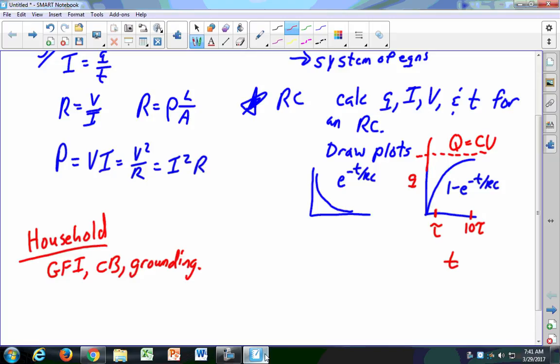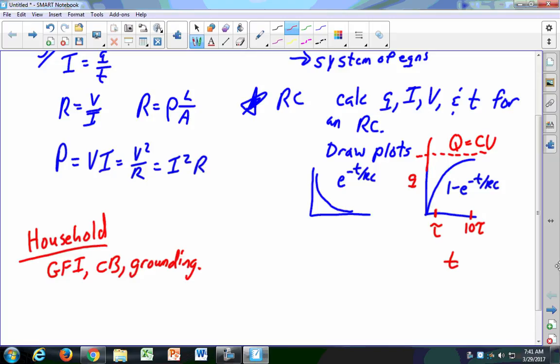It's laid out in parallel. All the devices operate at the same voltage. If you turn off one device, it doesn't affect the others. That's because it's in parallel. Okay? So those are household circuits, and I think that's the end of chapter 4.